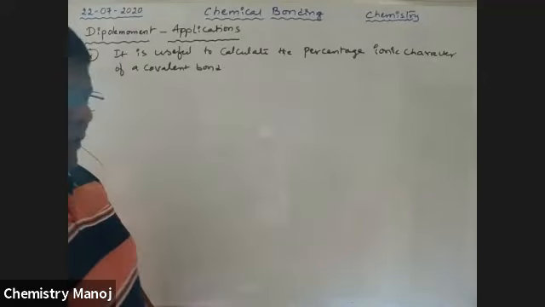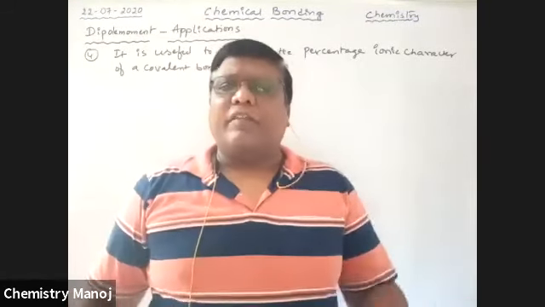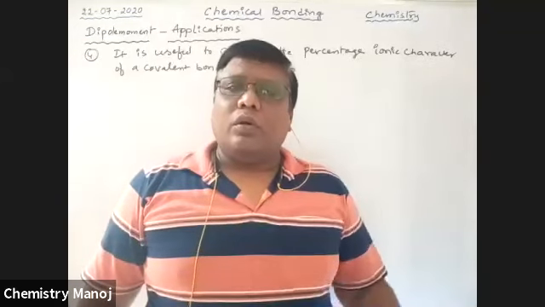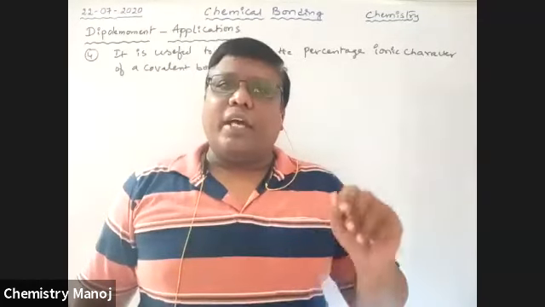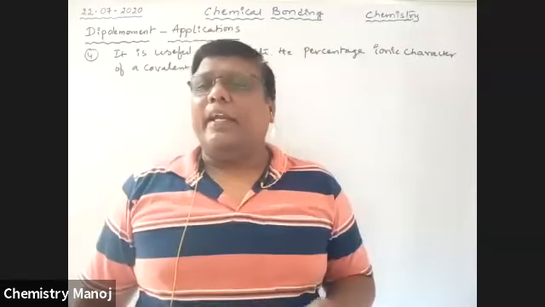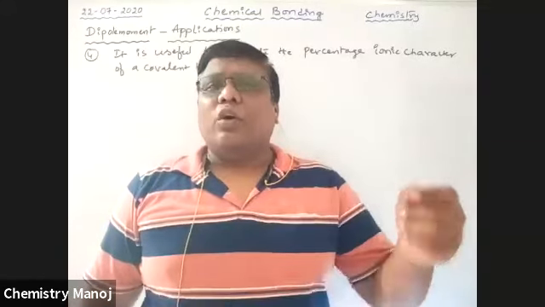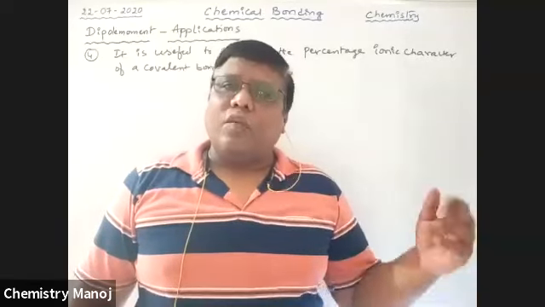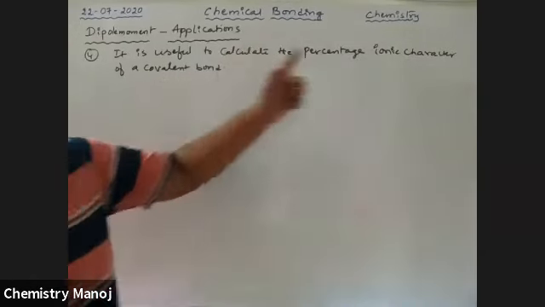So my dear boys, in our chemistry we are frequently taking two types of bonds, ionic bonds and covalent bonds. No ionic bond is 100% ionic, and no covalent bond is 100% covalent. If there is an ionic bond, partial covalent nature is there. If there is a covalent bond, partial ionic nature is there.